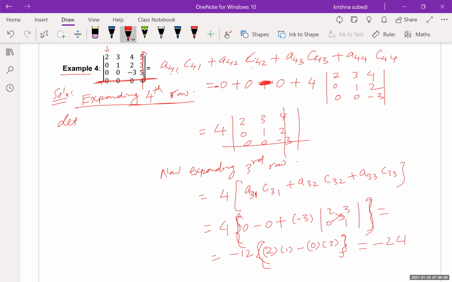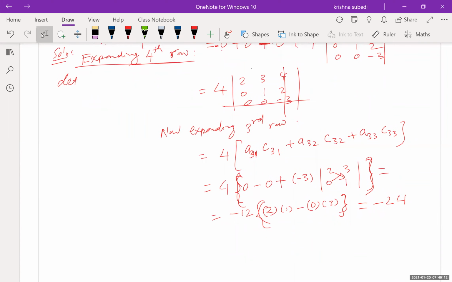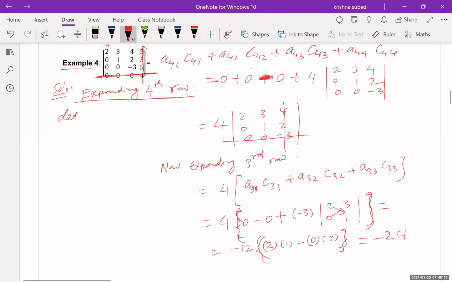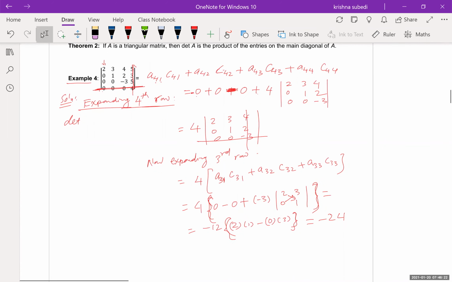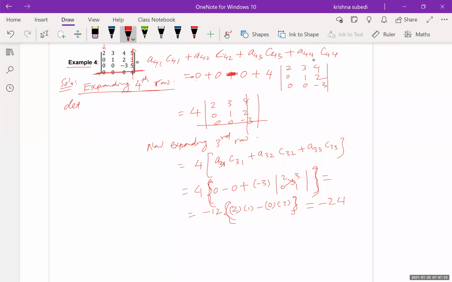Okay. Yeah, somebody asked me whether the determinant can be negative. Yes, we got negative 24. Okay, all right. Can I ask a question? Okay, this is method 1.